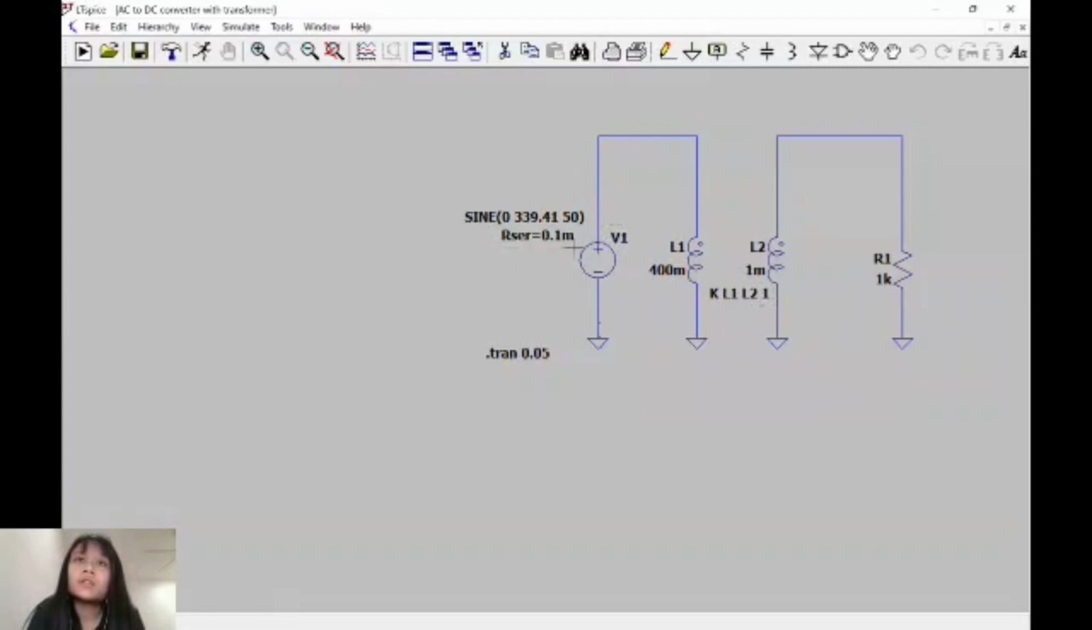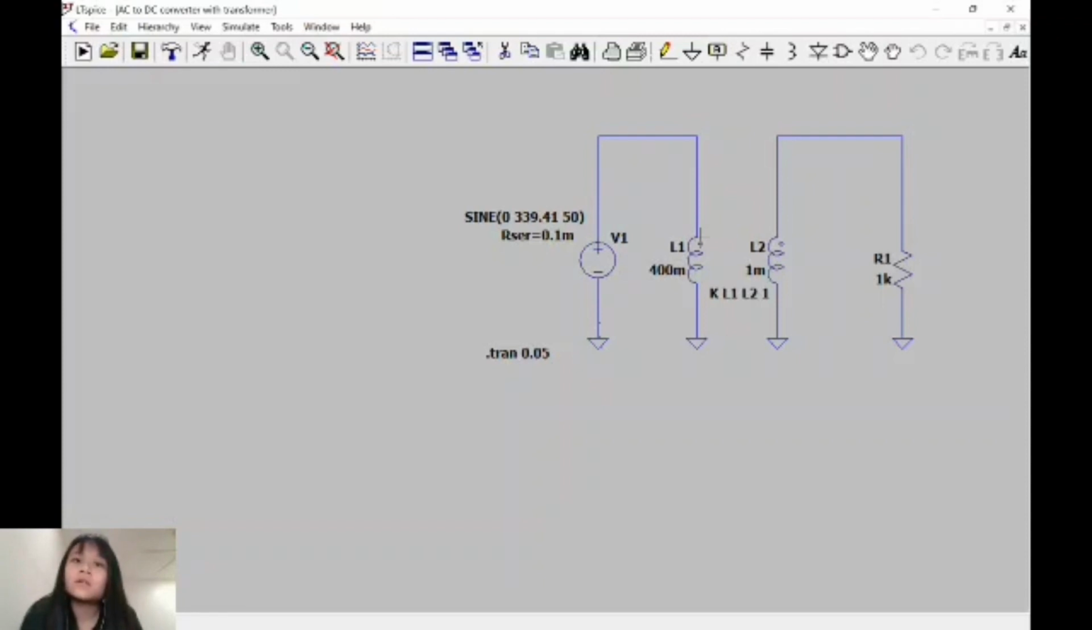And we set the voltage source to 240 volt RMS, and we also set the first inductance to 400 millihenry, and the second inductance to 1 millihenry. And we also add 2 resistors into the circuit. The first one is added to the primary circuit, which is 0.0 milliohm, to the source to break the continuous loop between the source and the L1.